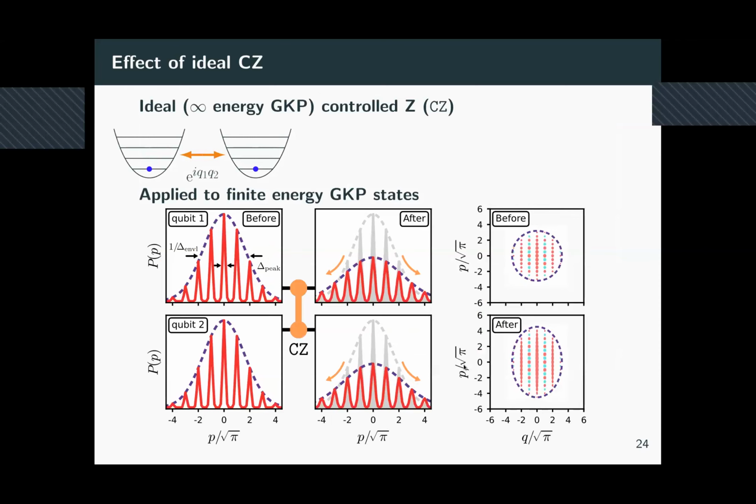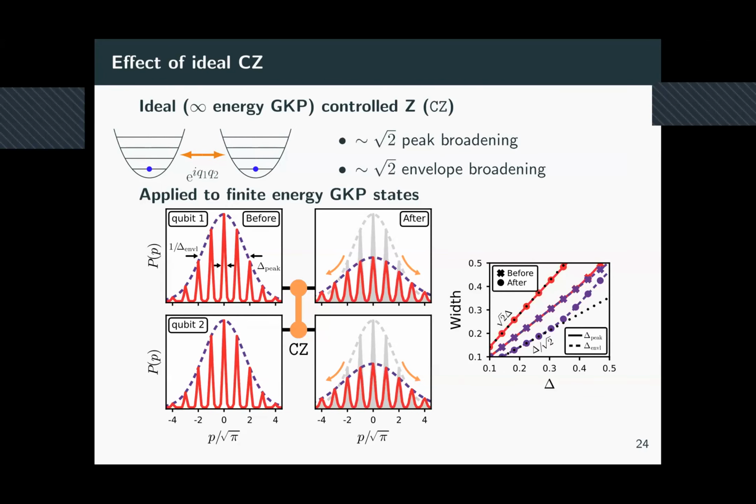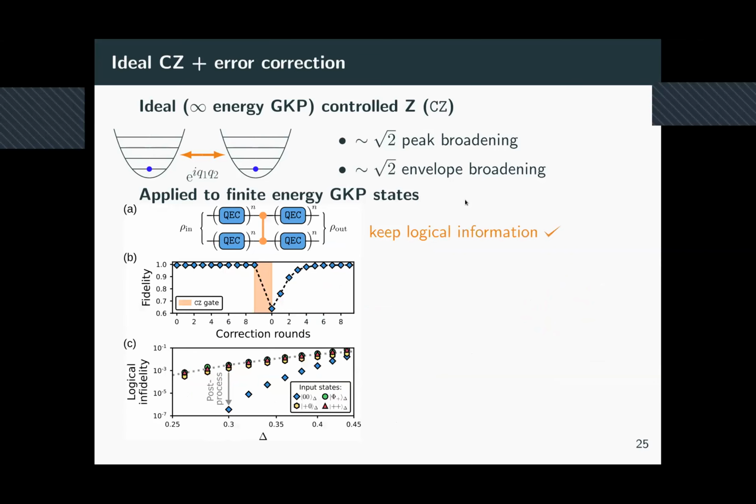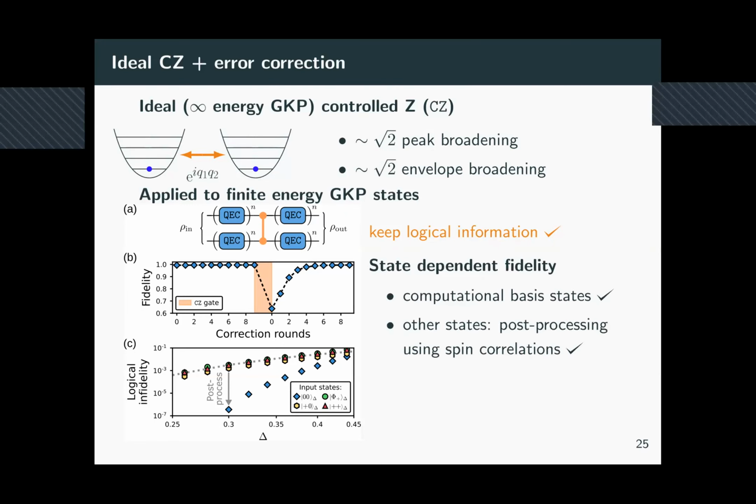And similarly, the broadness of the peaks will also create a broadening of the peaks after the gate. So we see that overall this gives a root 2 broadening, but the important thing is that we keep the logical information during this process. So if we just do error correction, we can essentially recover from this gate. So it can still work. The alternative would be to use a finite energy gate.